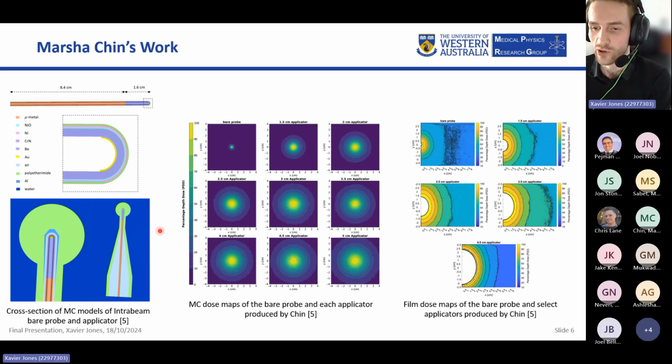Simulations were performed for the bare probe in each size applicator, from which percentage depth dose curves and dose maps, which are displayed here, were produced, as well as energy spectra. Ionization chamber measurements for the bare probe in each applicator in a water tank were performed and PDDs produced. Film measurements of the bare probe and select applicators were also taken in the tank, with PDDs and dose maps also produced, and the dose is shown here. Marsha's methods of film dosimetry were used and adapted into my work.